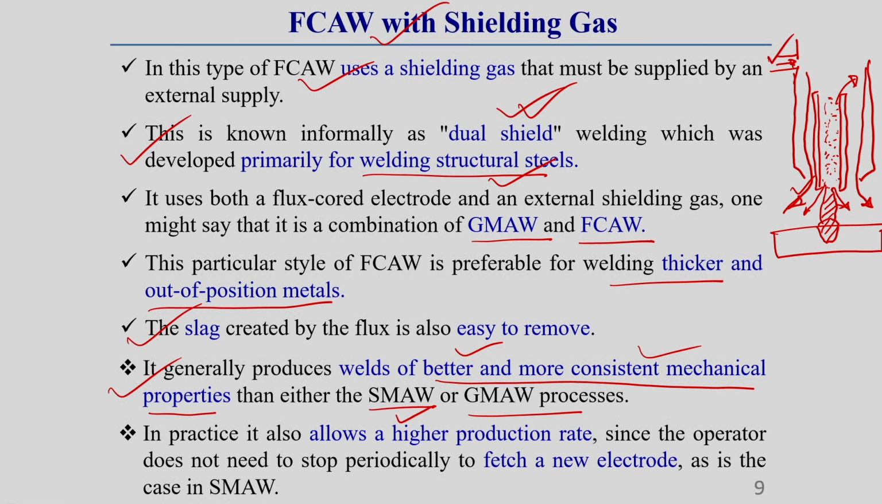And here we can allow a higher production rate, since the operator does not need to stop periodically to fix a new electrode, like in SMAW or stick welding, where the stick welding is operated manually, and very frequently we remove the stick from the power source and manually add another one. That type of thing is not available here. Here there is a continuous feed of consumable electrode to the workpiece from a spool, which I have already told you. That is why the production rate is comparatively higher than the SMAW process.